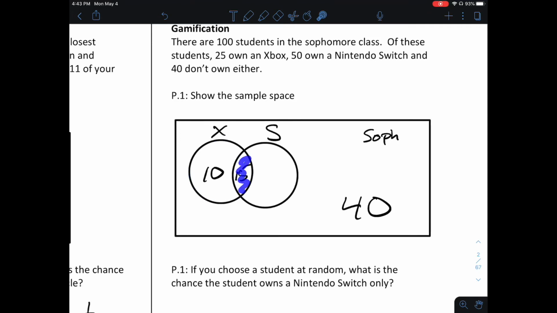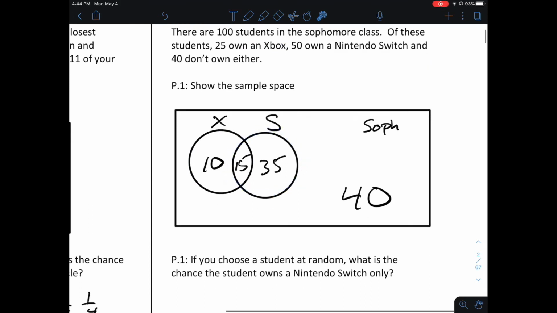If there are 15 in here and this whole circle has to be 50, that means this has to be 35. These numbers should have to add to 100. If they don't, we've made a mistake. Well, let's add this way. 35 and 15 is 50, plus 10 is 60, plus 40 is 100. We have 25 in the Xbox circle. We have 50 in the Switch circle. So we are in good shape.